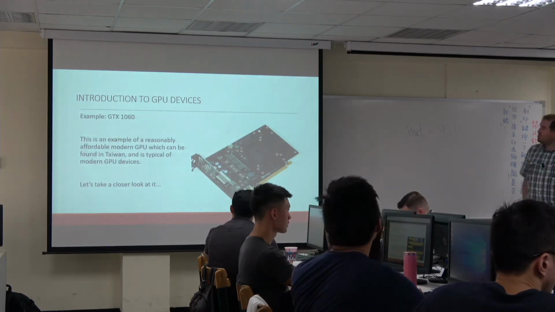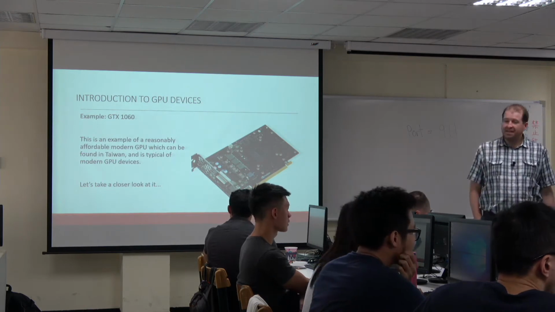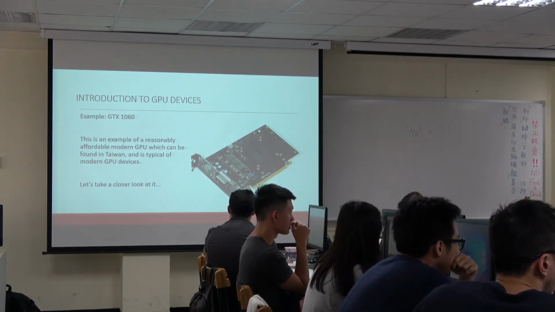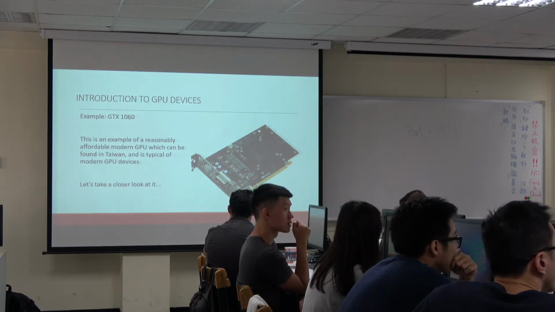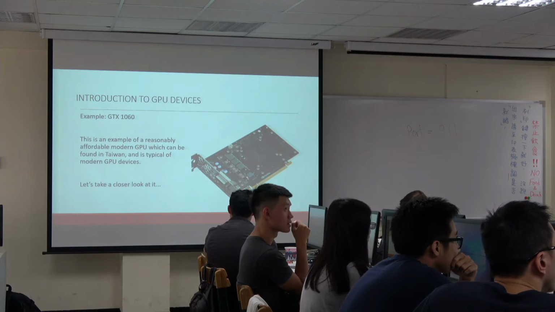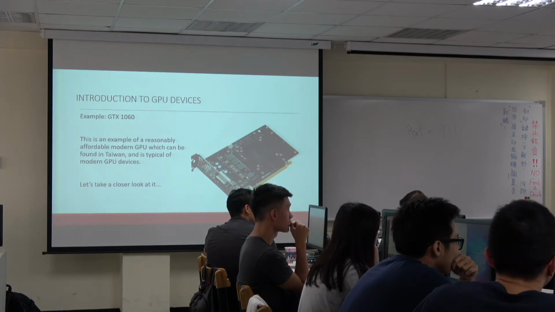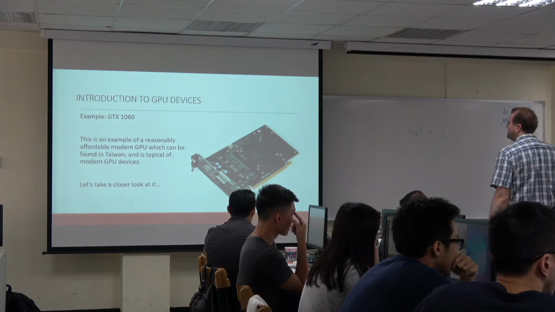Here is a typical GPU device with a fan removed. That's your GTX 1060. Why do I show this one? Because it gives you acceptable performance and you guys can probably afford it. It's not that expensive nowadays if you want to go grab one. It's not a bad device. Of course, it's stripped of a lot of things here, but let's have a closer look at the 1060.